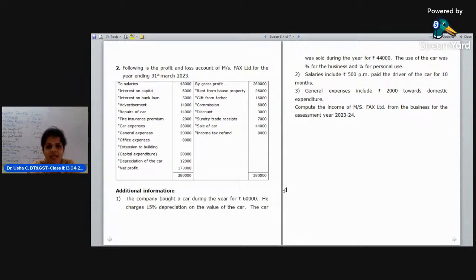Next, commission and discount, being business incomes, we may allow it. It is a business income. Next, sundry trade receipt, it is a trade receipt. It can also be allowed as a business income.